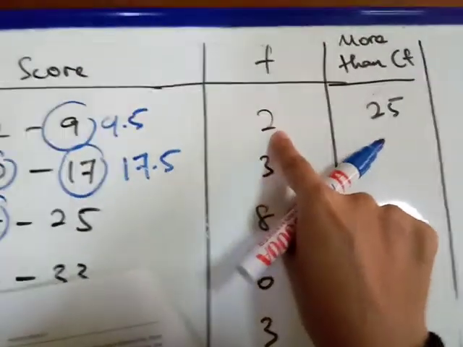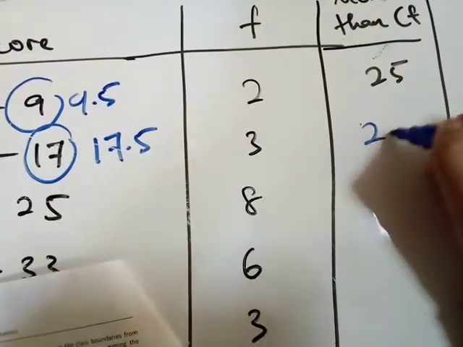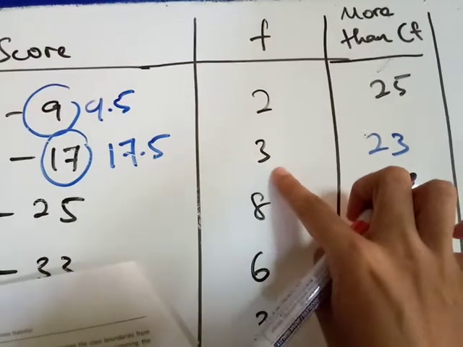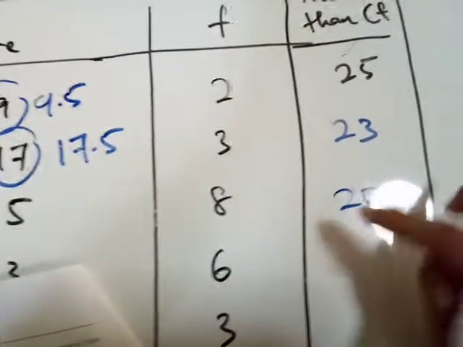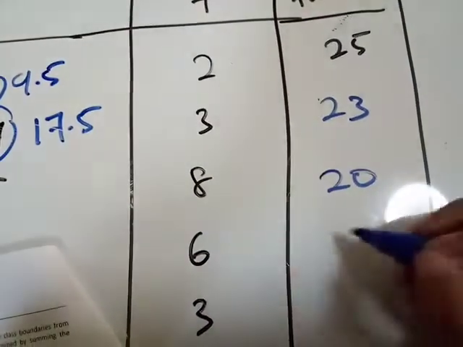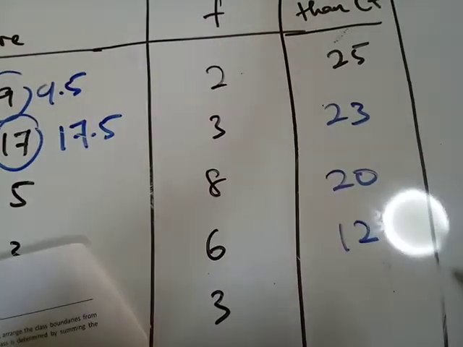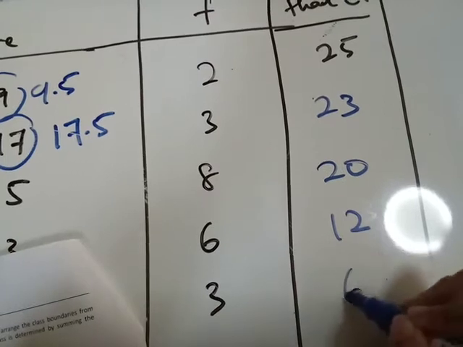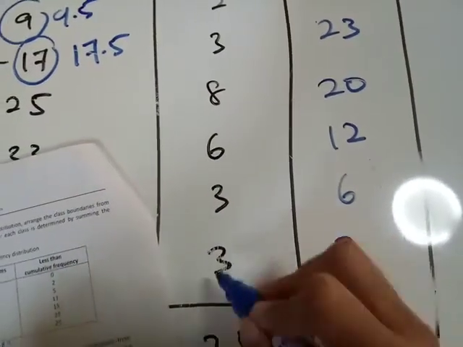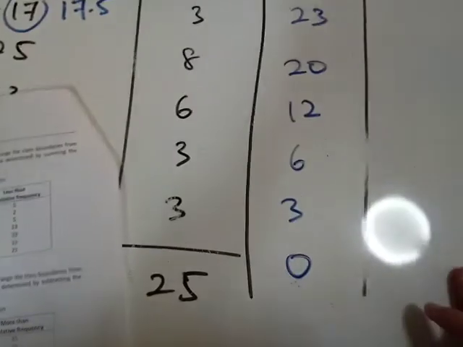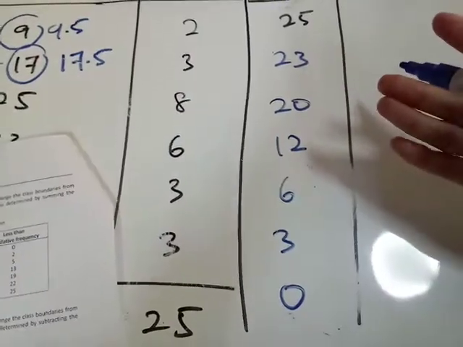25 minus 2, you get 23. 23 minus 3, you get 20. 20 minus 8, you get 12. 12 minus 6, you get 6. 6 minus 3, you get 3. 3 minus 3, you get 0. It is reversed from less than. You can see the difference.